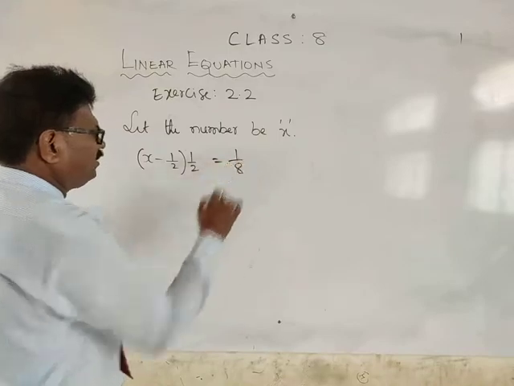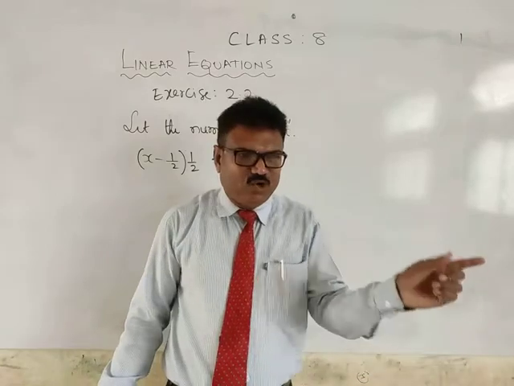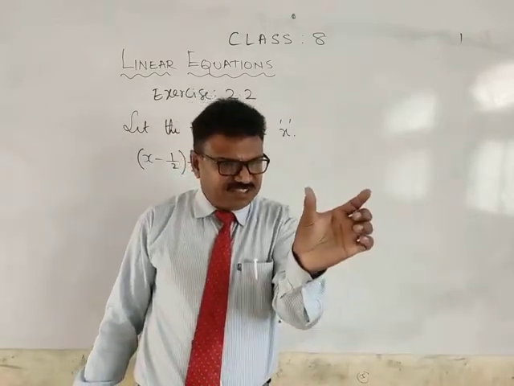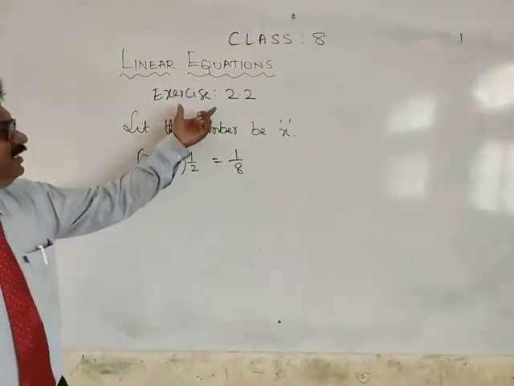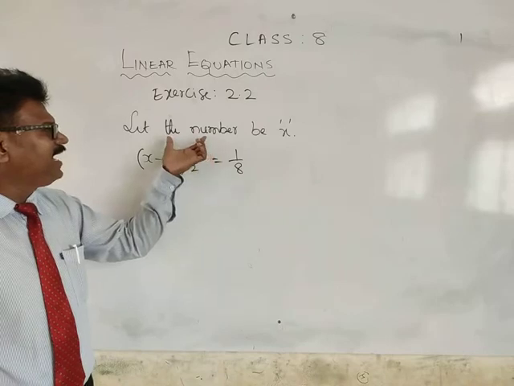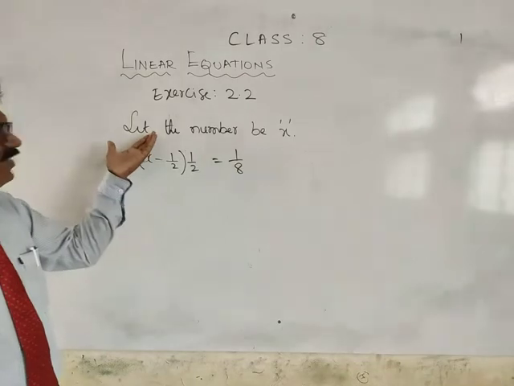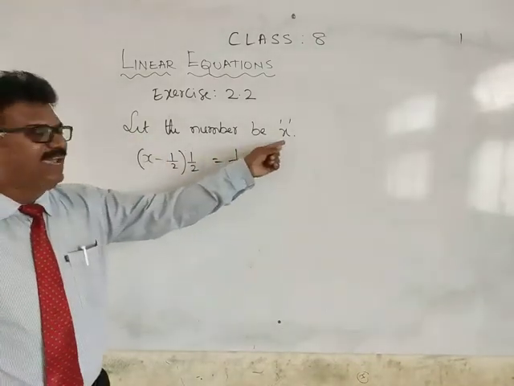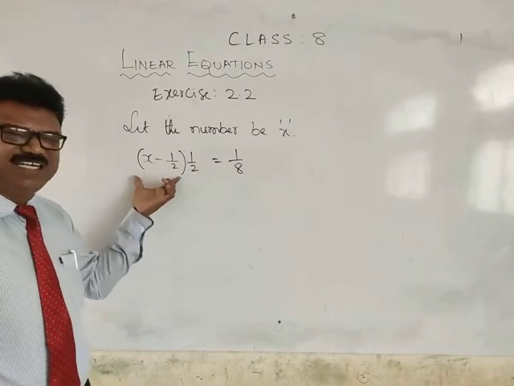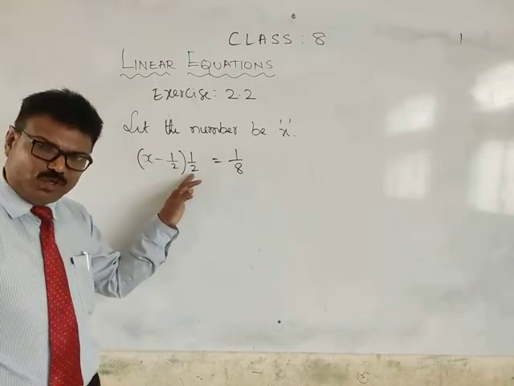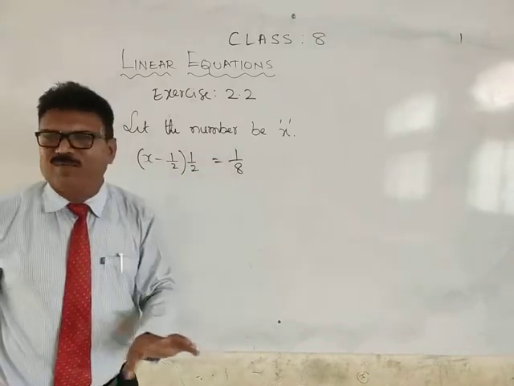Very, very simple. Now see one more time. And word problems means don't read the total problem. Read just part by part. How? He has given that if half is subtracted from a number we don't know, therefore let the number be x. Now I subtracted half from the number. This result is multiplied by 1 by 2 to get 1 by 8. Did you understand? So don't read the total problem, you will not understand.